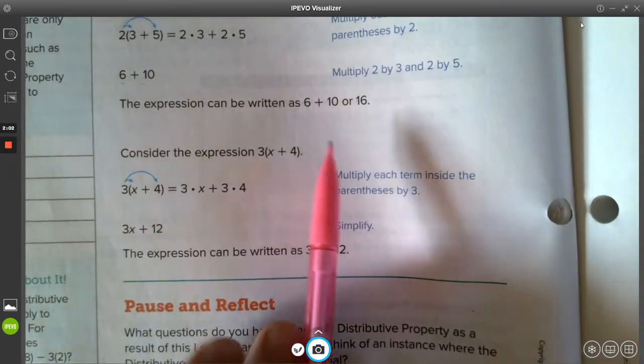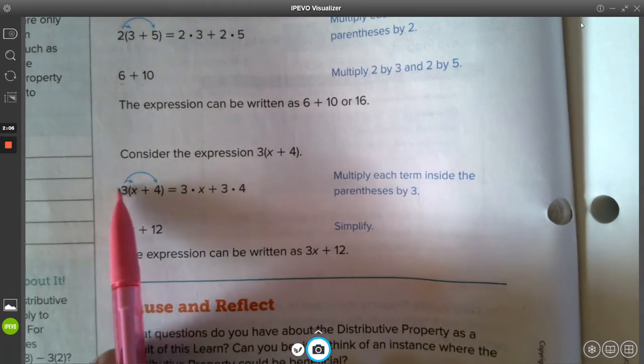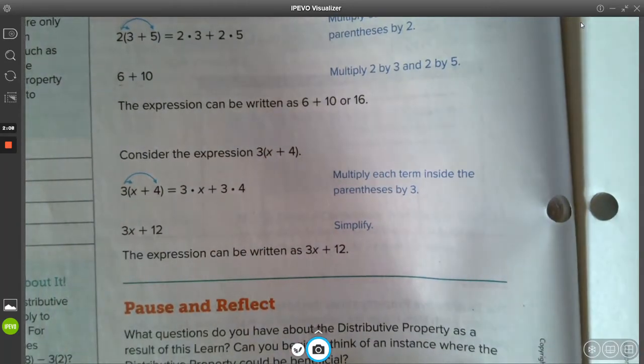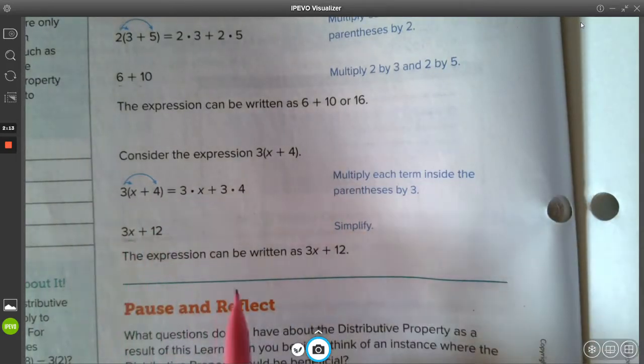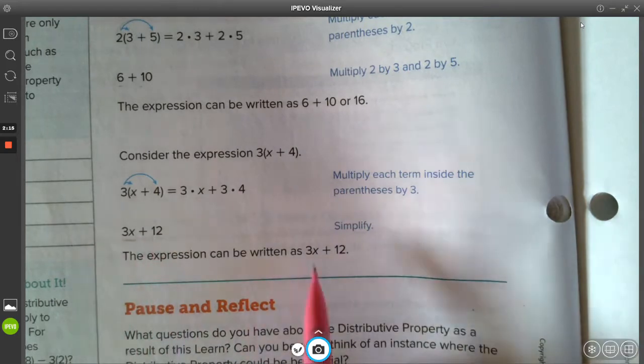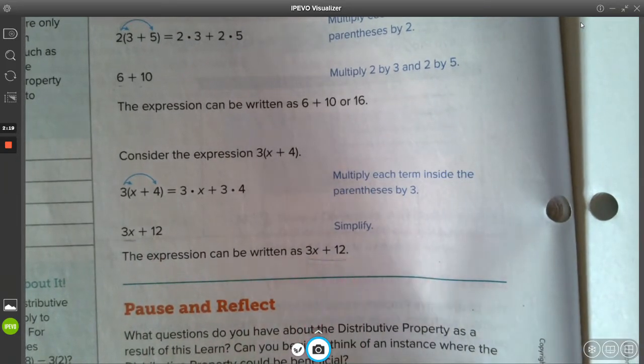What if we had an expression like this? Here we have one variable. Remember, we distribute it into both terms inside the parentheses. So 3 times x is 3x, 3 times 4 is 12. So the solution to this expression would be 3x plus 12.